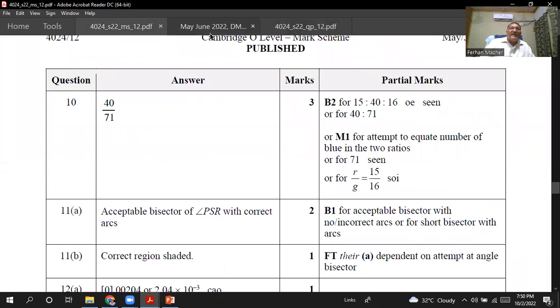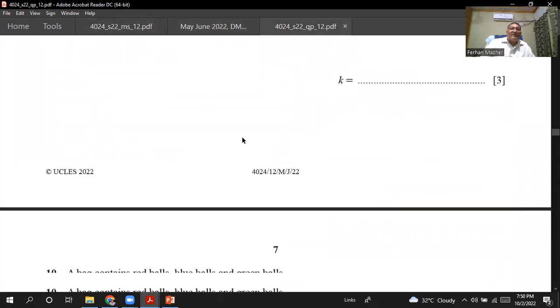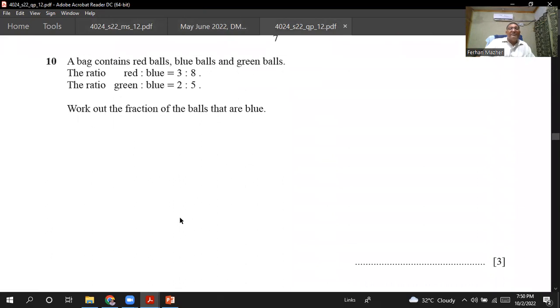Okay, so we are going to the next question. The next question is question number 10. It says a bag contains red balls, blue balls, and green balls. The ratio red to blue is 3:8, and the ratio green to blue is 2:7. Work out the fraction of the balls that are blue.